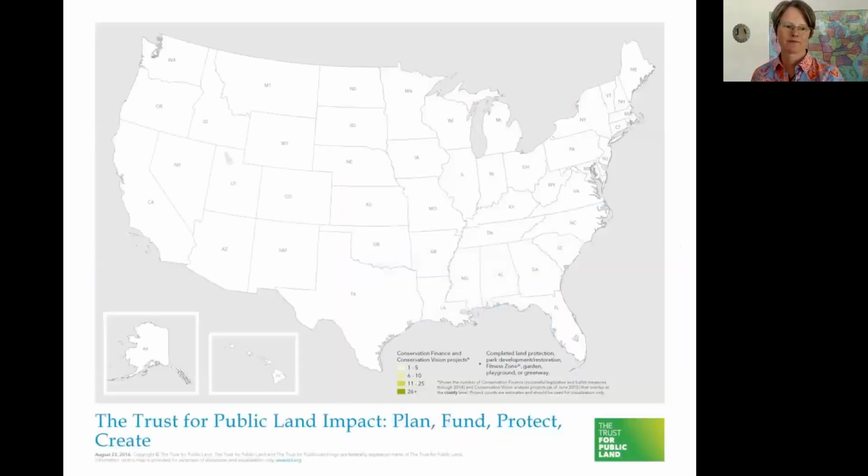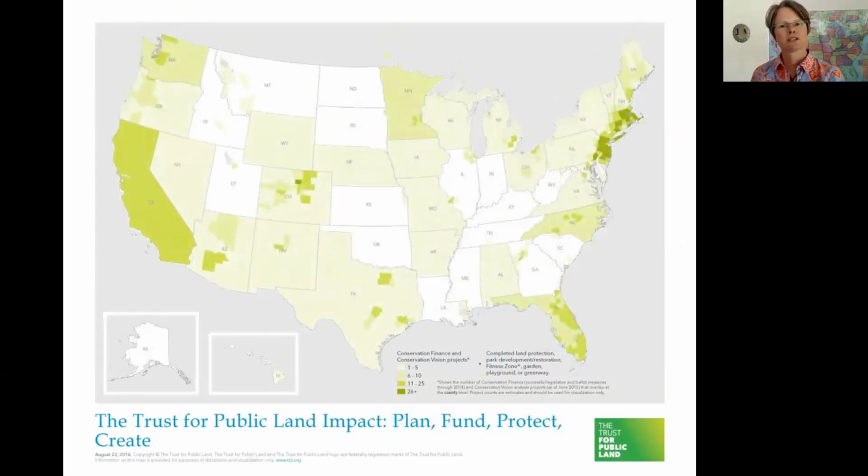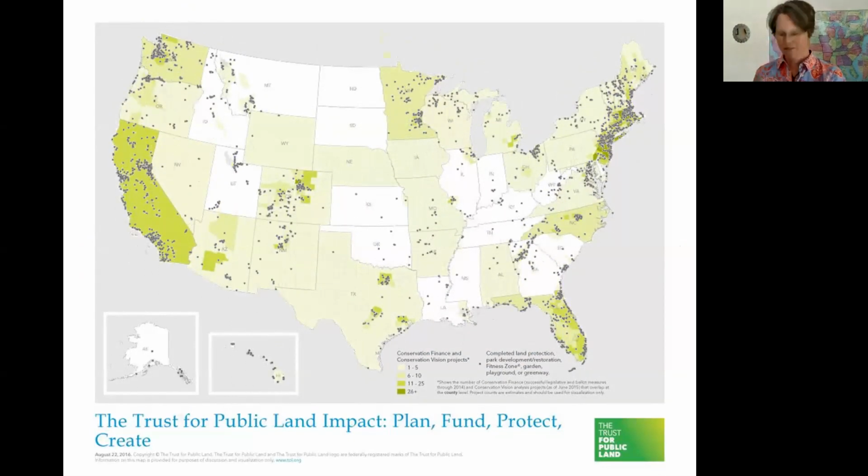This is where we've done the most, in the darker greens, the most planning and conservation finance or funding work around the country. And this is where we've done all of our protect work, so protecting open spaces and creating parks. We've created over 5,500 parks and open spaces around the country. And we've actually used GIS to map all those down to the tax parcel level. So now we know exactly where these places are, and that helps us to run more analytics on these places that we've conserved and to start looking at tracking metrics across time.